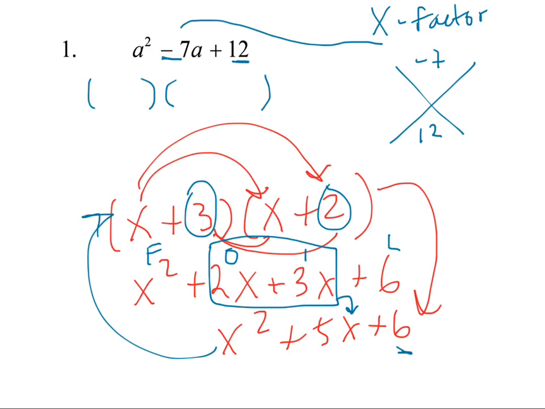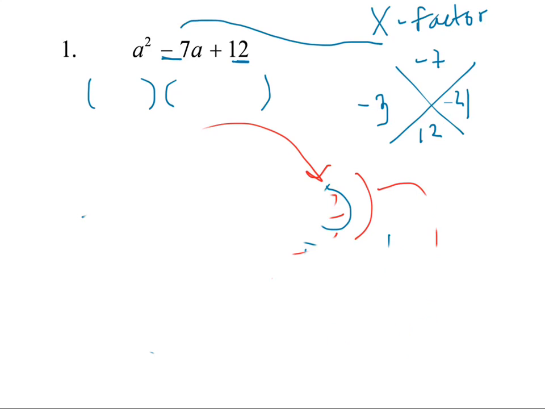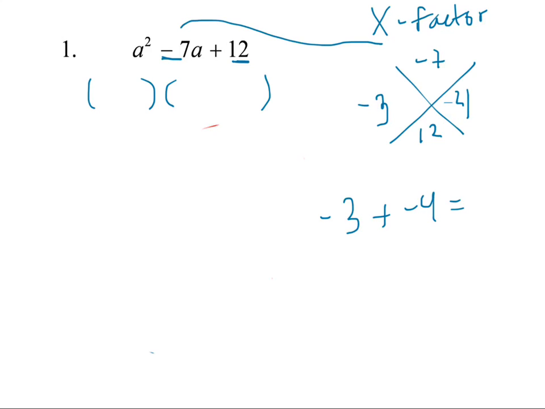We can think about 3 and 4 for a minute. The product of 3 and 4 is 12, but the sum of 3 and 4 is +7. So actually, if I just make this -3 and -4, we know that -3 plus -4 is -7. And we know that -3 times -4 is going to be +12. Those are the two numbers I'm looking for.